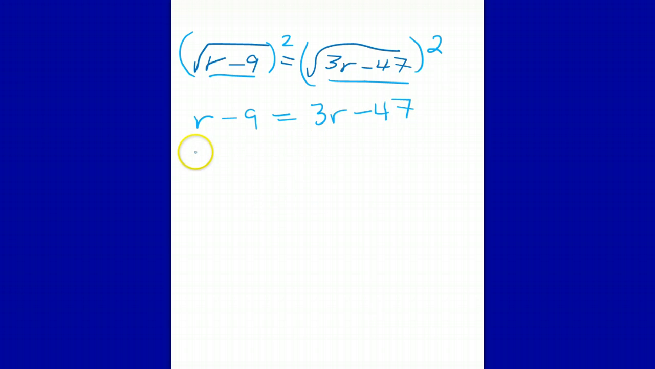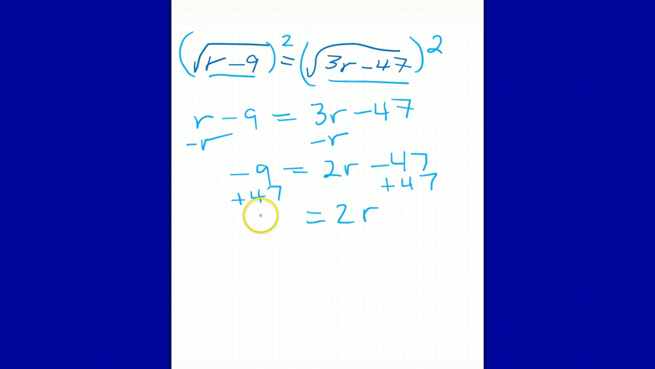Okay? So I'm going to bring the r over here, so I end up with a positive 2r minus 47. Add 47. Add 47. 2r is equal to 36. 36 divided by 2. r is equal to 18.